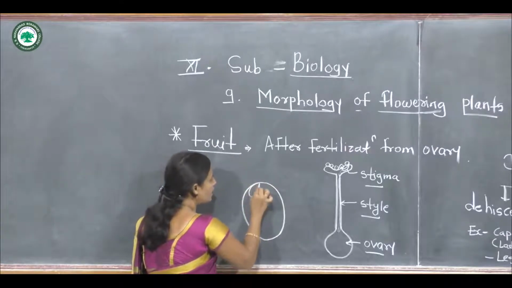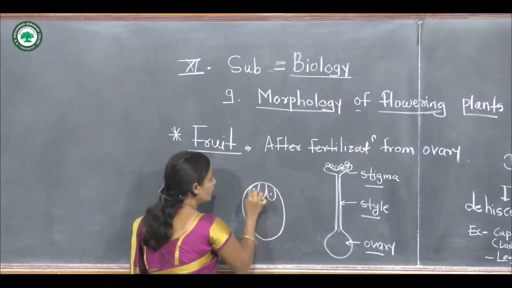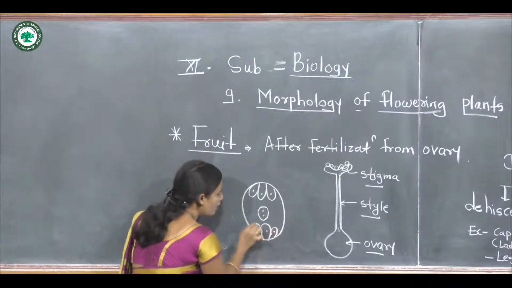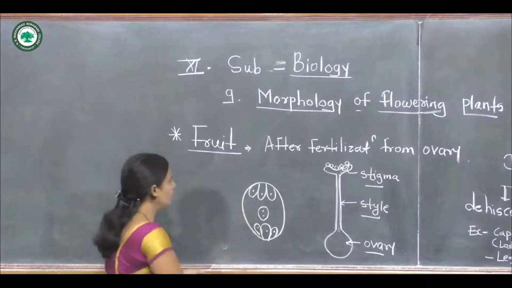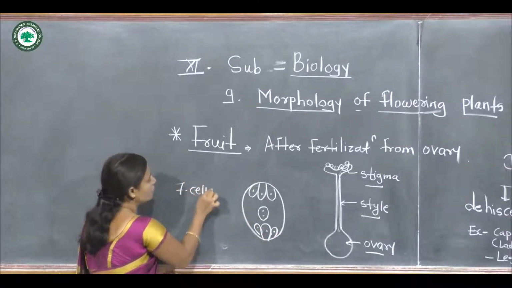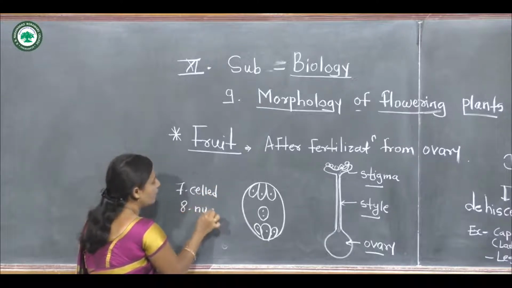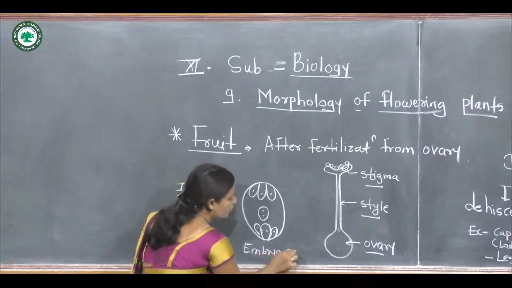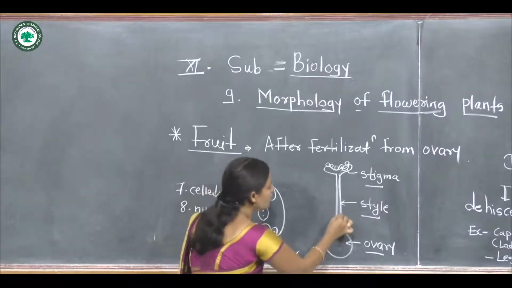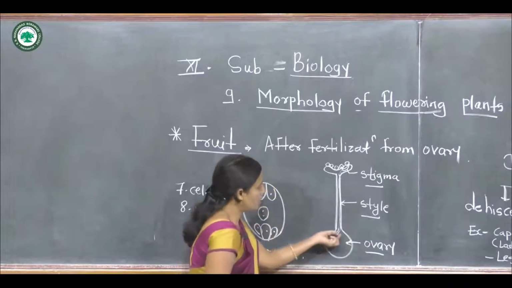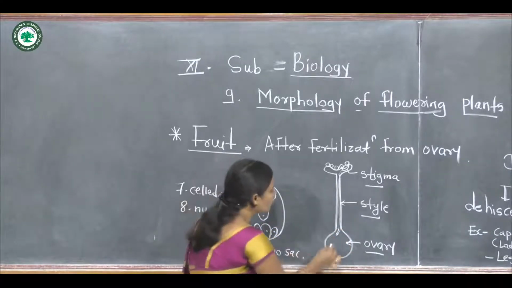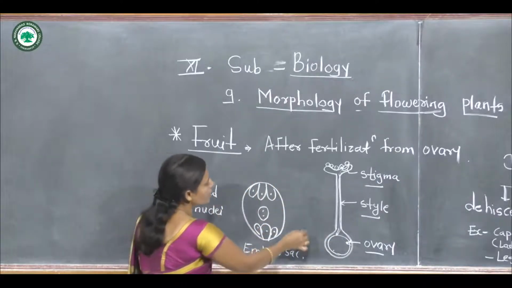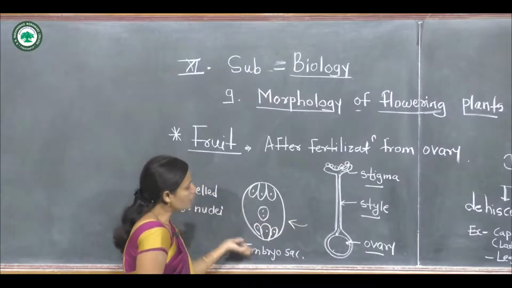The embryo sac presents a 7-celled, 8-nucleated structure. Eight nuclei are found in the embryo sac. The pollen tube germinates and transfers the male gametes to the ovule or the embryo sac. Now these two male gametes are inserted into the embryo sac or ovule.